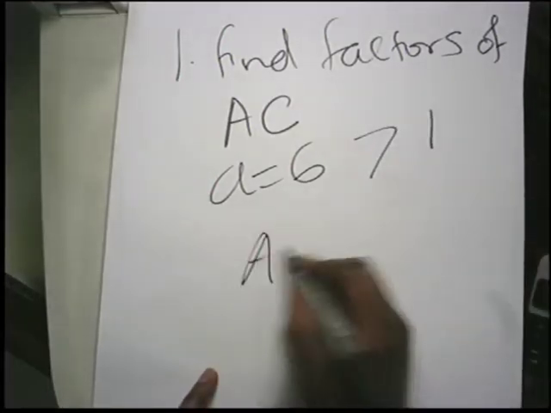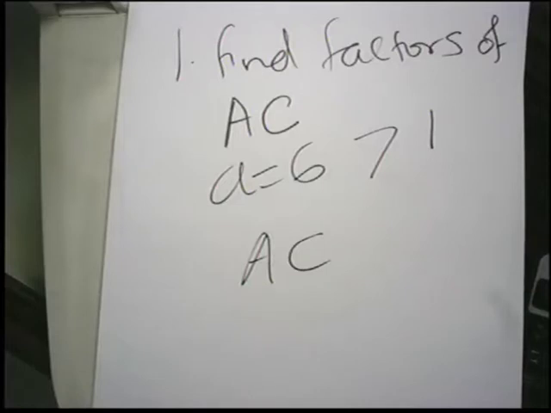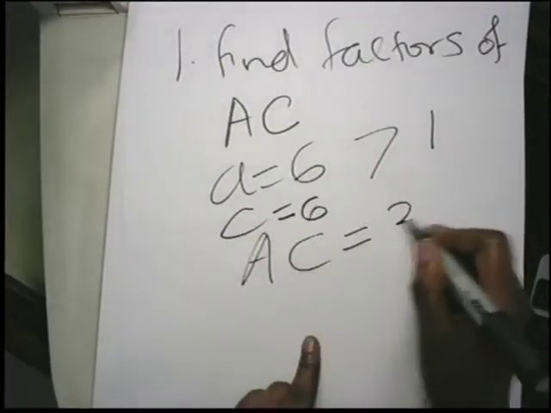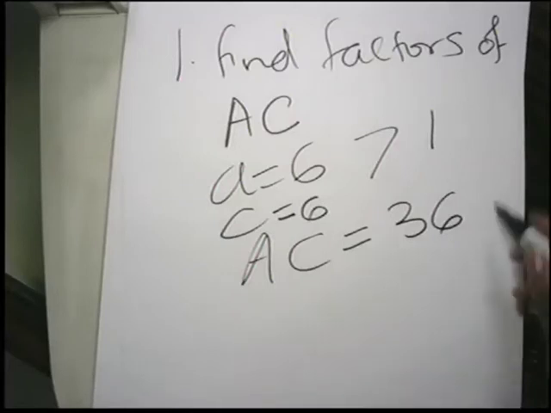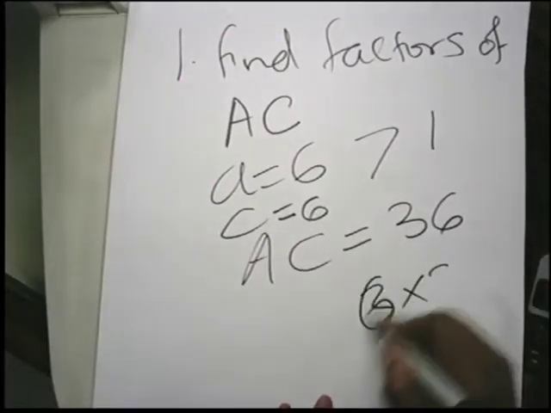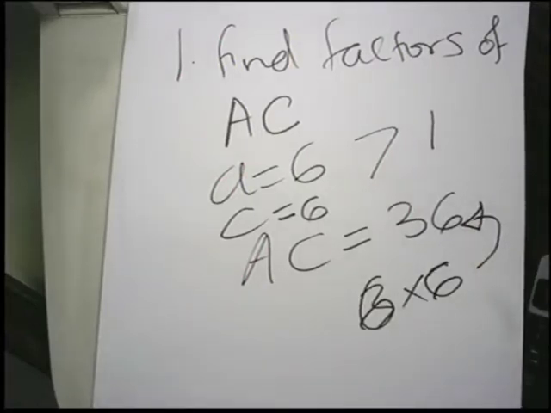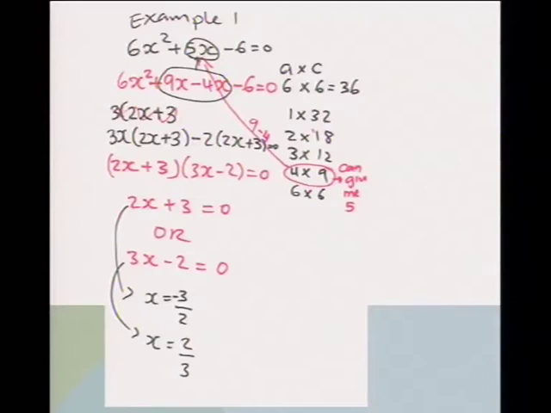So you look for the factors of AC, and the factors of AC are what? C is equal to 6, so AC is 36, 6 multiplied by 6. Now look for all the factors of 36 and find one that can give you 5x. 4 multiplied by 9 is 36, but 9 minus 4 will give you 5. So instead of writing 5x, just write 9x minus 4x.